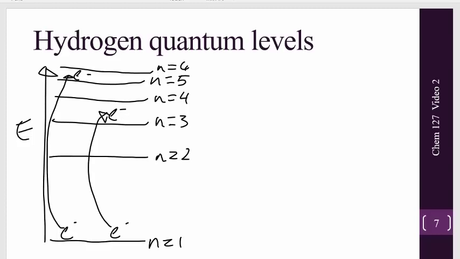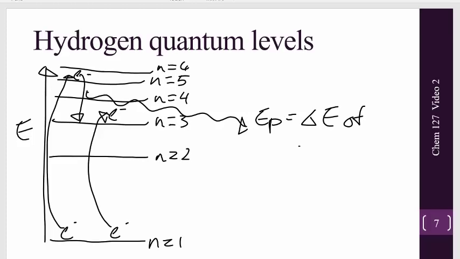So likewise, when an electron is going down in energy level, it can skip a level. So here, this one at n equals 5, it may emit enough energy to go down to n equals 3, and it would emit a photon where the energy of that photon is equal to the change in energy of the electron.